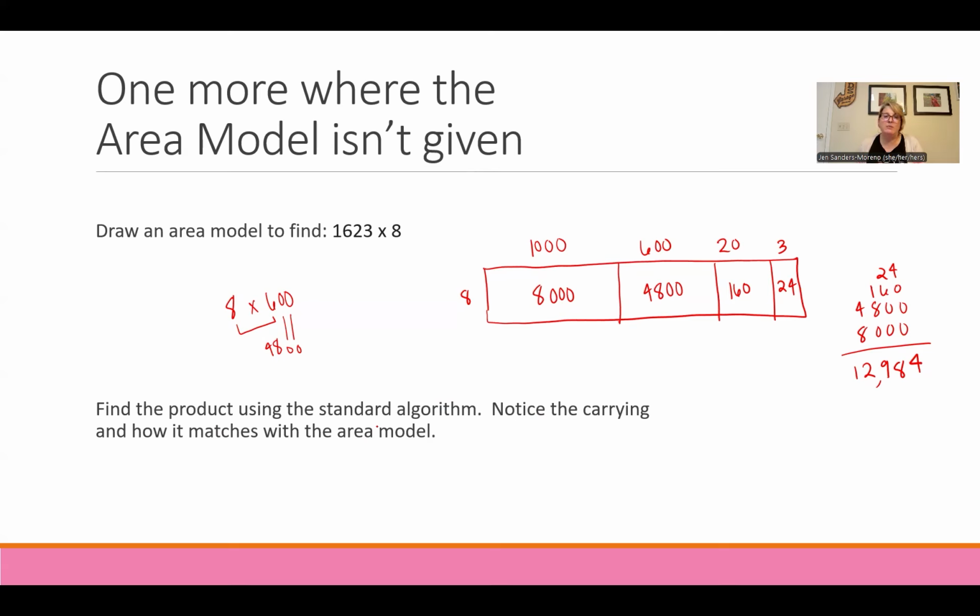Okay, now it says down here, find the product using the standard algorithm. Notice the carrying and how it matches with the area model. So what's happening here is that when I multiply 8 times 3, this is the 4, the 2 is what I'm carrying. So let me mimic that down here one more time. 8 times 3, 4, carry the 2. So here's my 4, and here's what I carried. Okay, 8 times 2 is 16. Okay, here's my 16. And then 2 more, so there's that 2 more, is 18. It's hard to do when I keep stopping. Okay, 8 times 6 is 48. You can see that 48. 1 more will be 49. So there's that 1 more.